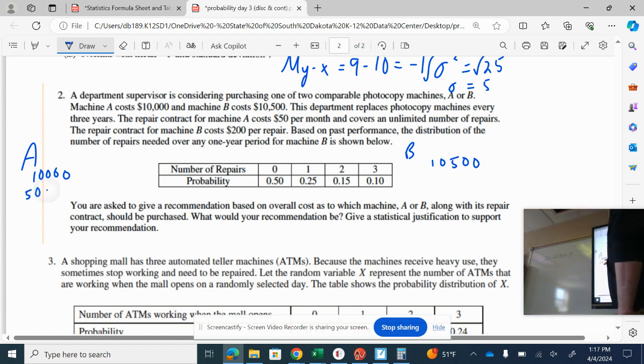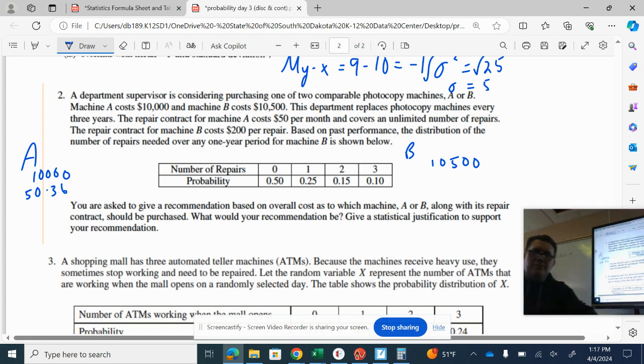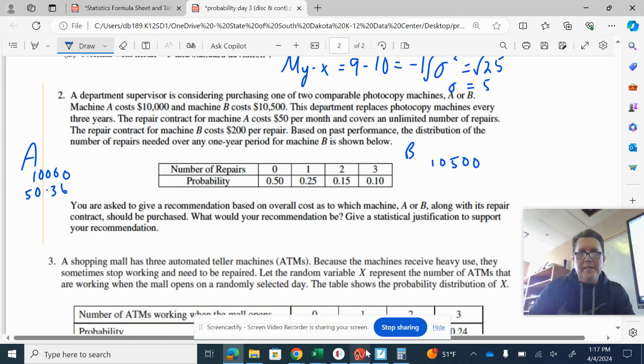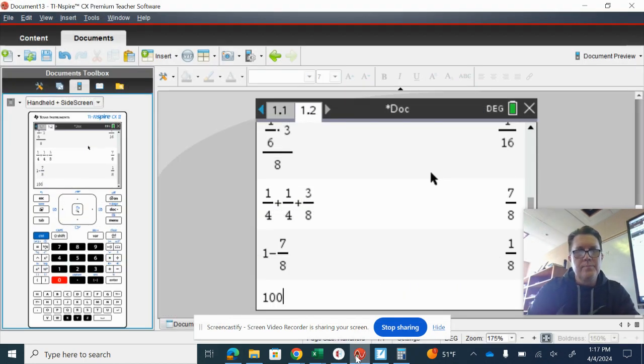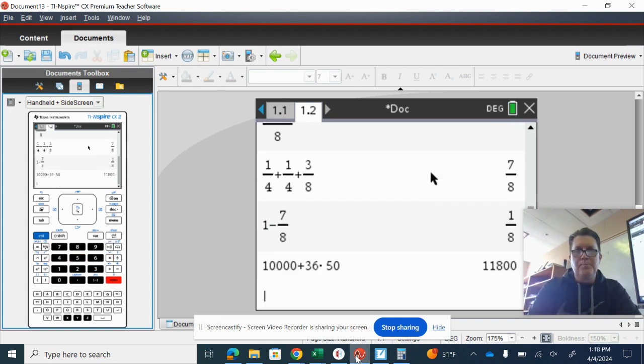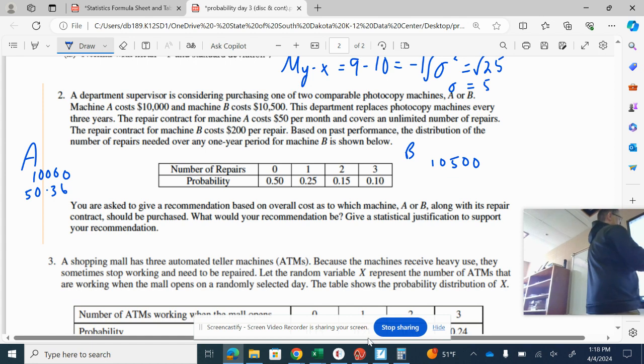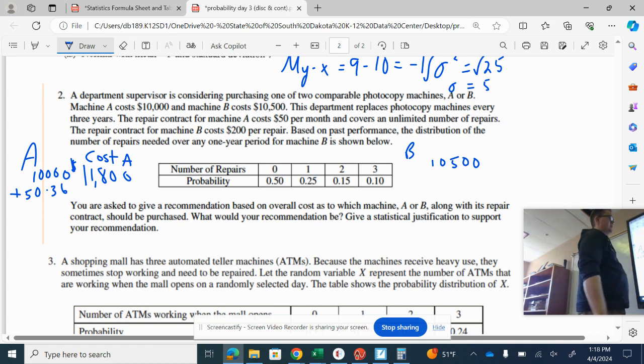So for 3 years, we would have to take that times 36 months. So the total cost of this machine will be the $10,000 plus 36 months, because that's 3 years, times, boy, embarrassing watching me type here, times 50, $11,800 cost of A. Now, if you're doing this on the AP test, make sure that you show the work, explain this is the cost of A.